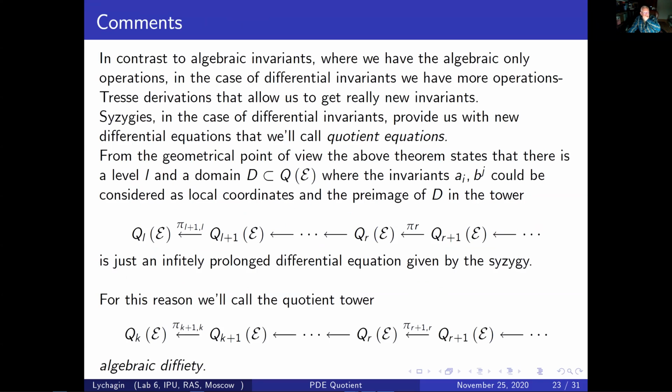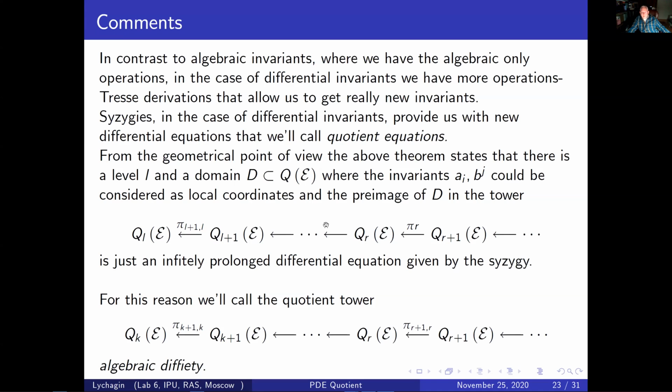Now I approach what I wanted to say about quotients. When you have these invariants, they generate all other invariants by taking rational functions, but they only generate. So possibly there are some relations between them. But relations between them will involve these functions and also these Tresse derivatives. So it means that our syzygies will look like differential equations. These are differential equations, which we will call quotient equations.